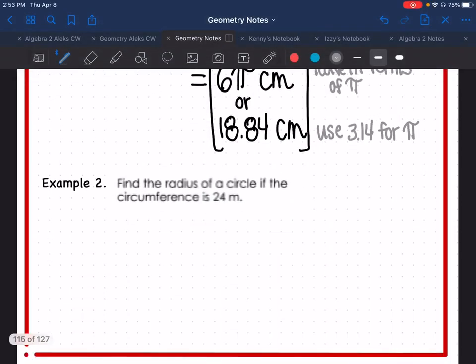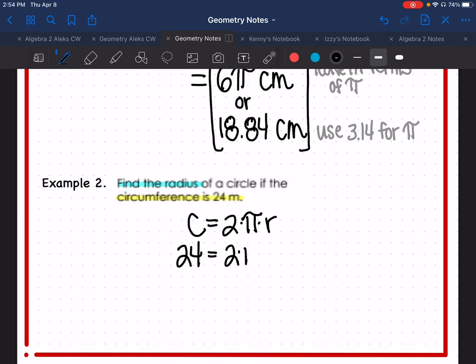All right, let's go ahead and take a look at the next example. Find the radius of a circle if the circumference is 24 meters. So notice it says the circumference is 24 meters, and it is asking me to find the radius. I'm going to go ahead and use this formula once again. 2 times pi times the radius. But this time, I'm going to put the 24 here, and this is my answer.